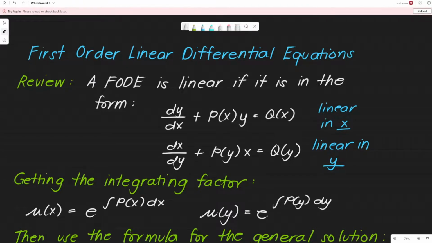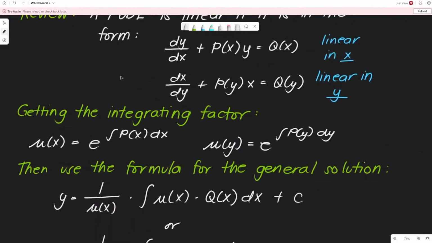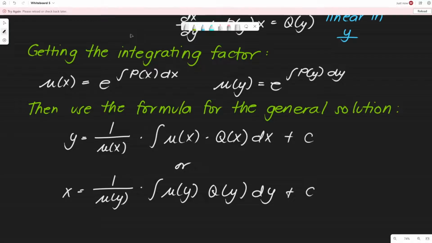So how do we solve this kind of differential equation? The easiest way of solving a first order linear differential equation is to still use the idea of getting the integrating factor. However, we are not going to get it using the non-exact method. We already have a formula for the linear differential equation. When it is linear in x, we have mu of x is equal to e raised to the integral of p of x dx, and mu of y is equal to e raised to the integral of p of y dy. So you're just going to evaluate.